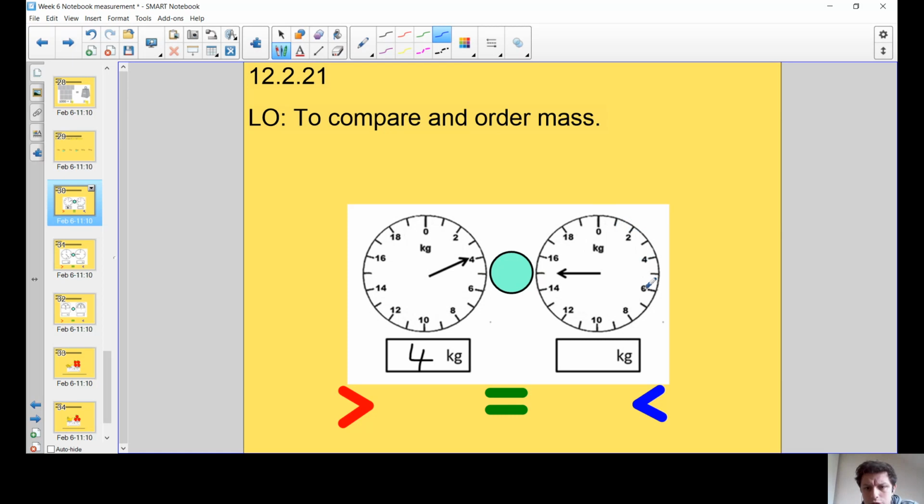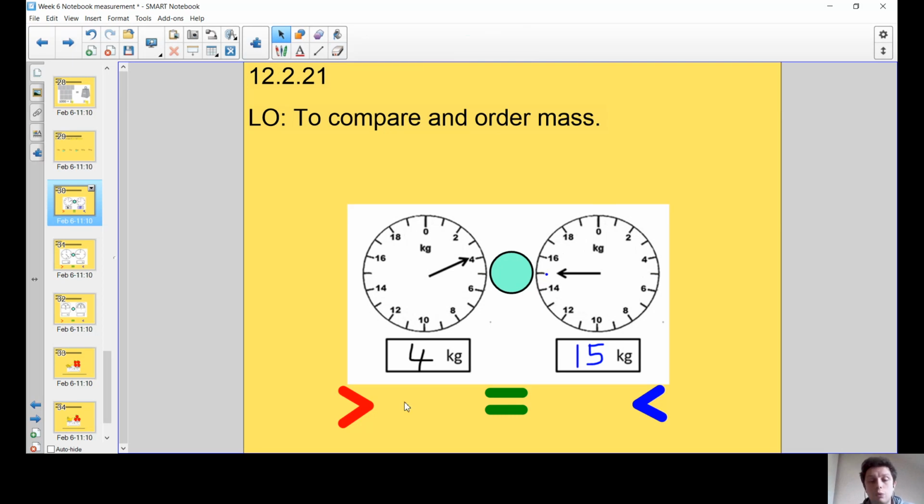We've got counting in twos with the numbers: 2, 4, 6, 8, 10, 12, 14, 16. Our arrow is in between 14 and 16, so that must be 15 kilograms. Well done if you got that answer before I did. So now I know what the different weights are on the scales. I've got 4 kilograms and 15 kilograms.